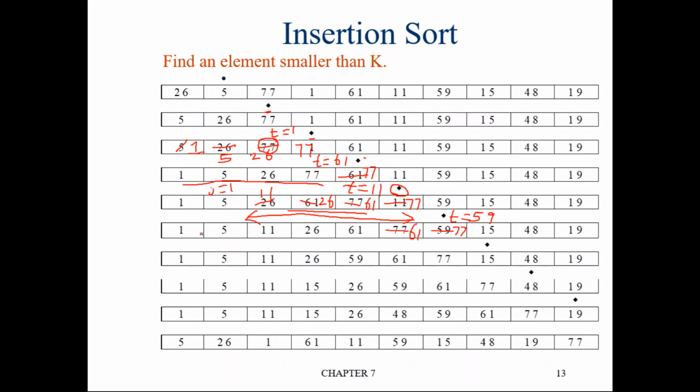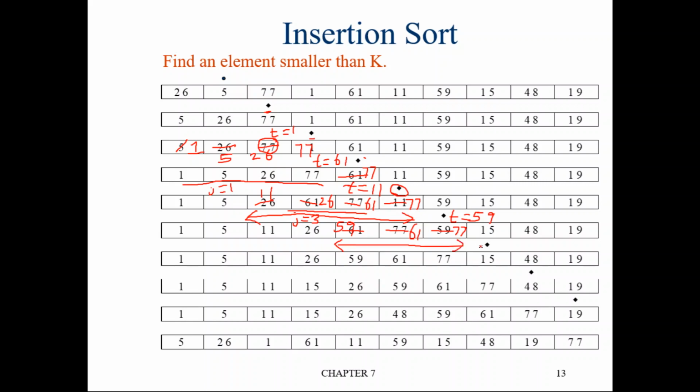When it breaks the loop, j is what? 0, 1, 2, 3. So j is 3. So a of j plus 1, that location will be replaced with 59. So j plus 1 is, this is a of 4. This will become 59. So that here you got 59, 61, 77.